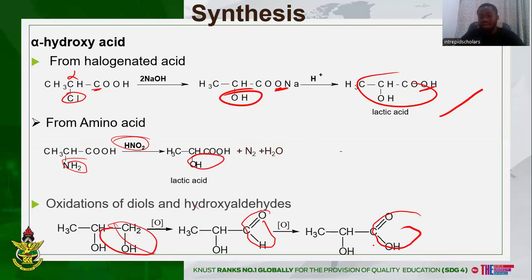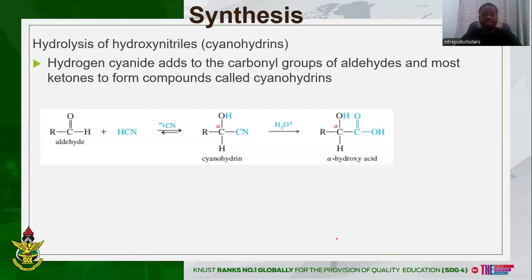Now, this particular schematic pathway should be mild because if it is a strong oxidizing process, it can affect this OH. This OH will be affected and converted, and we'll get something like a keto acid, right? And so in order for us to get our hydroxy acid at the end, we have to take it slowly. We have to do mild oxidation in the first step and mild oxidation in the second step. Very important.